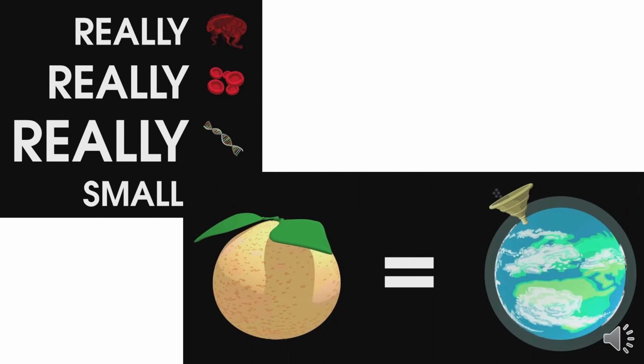So you can say that the atom is really, really, really small. And if we blow up each atom in the grapefruit into the size of a blueberry, it will become the size of the Earth. That's how many atoms we have in a grapefruit, and that's how small the atom is.